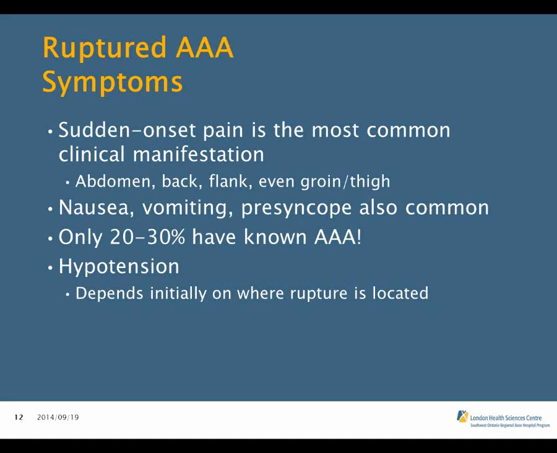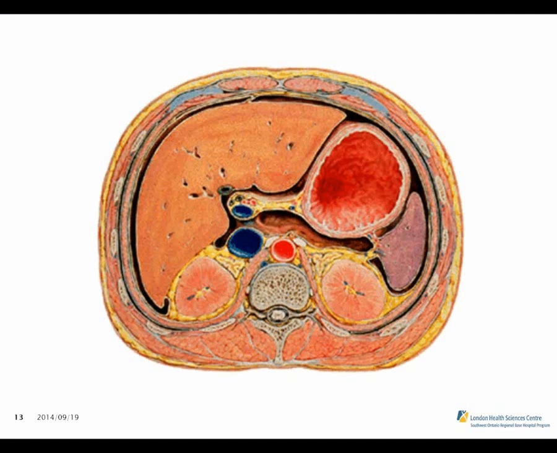Lastly, as I mentioned before, hypotension is common, and this depends on where the rupture extends into and where the rupture is located. So this here is an abdominal cross section. You can see the vertebrae here. Here's the aorta and the liver, the two kidneys. And if the rupture extends posteriorly or laterally, the aorta is what we call retroperitoneal, so it's behind the abdominal cavity, which is outlined by my cursor, and it's going to fill this retroperitoneal space.